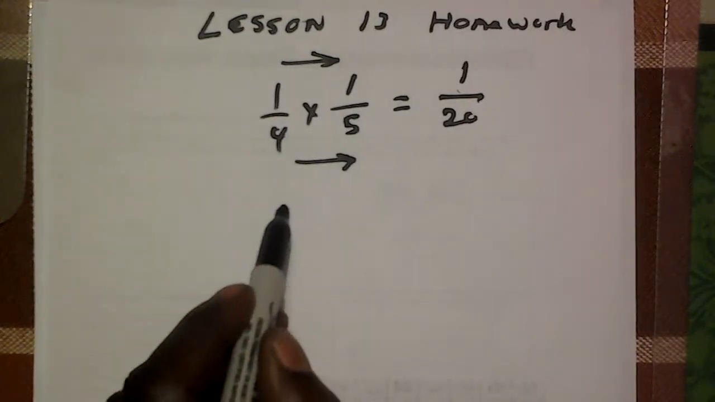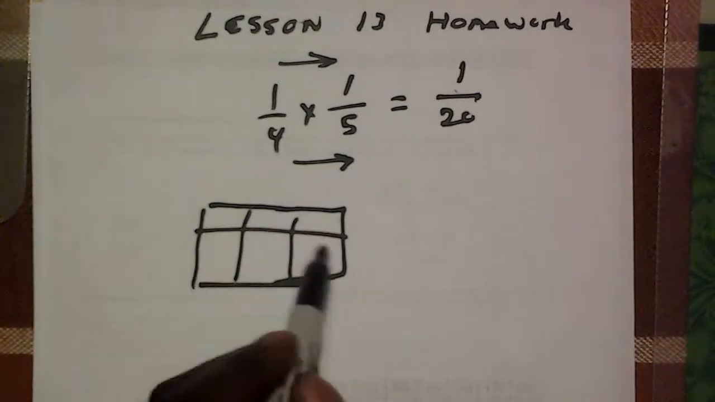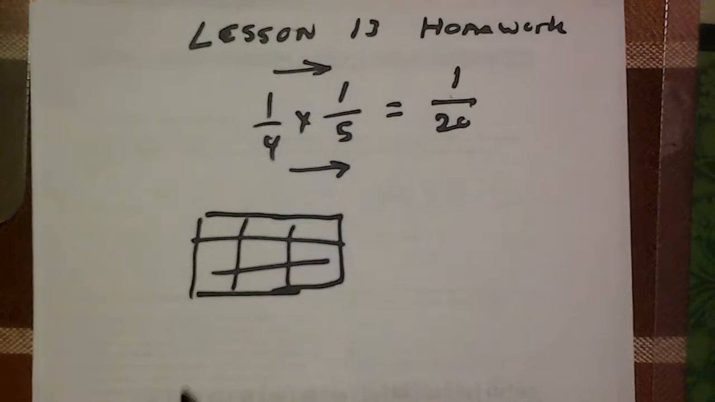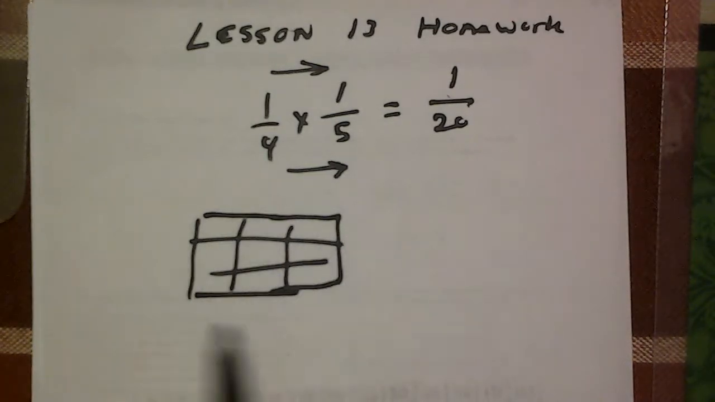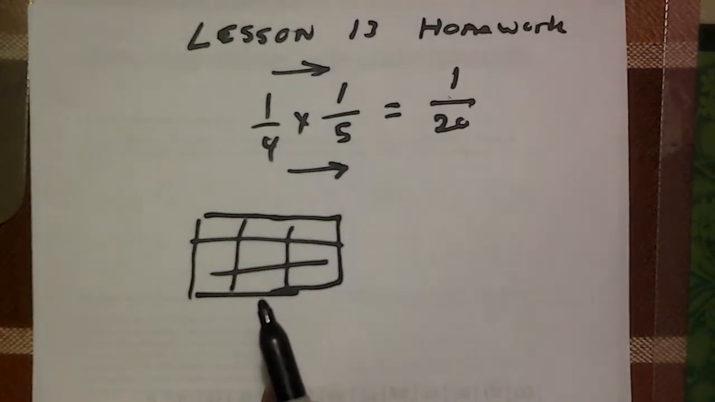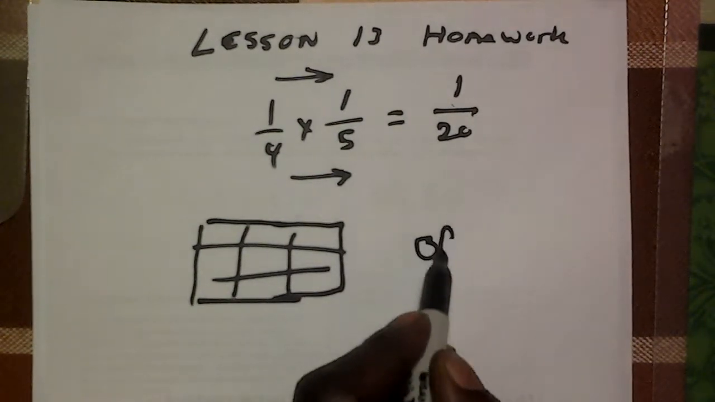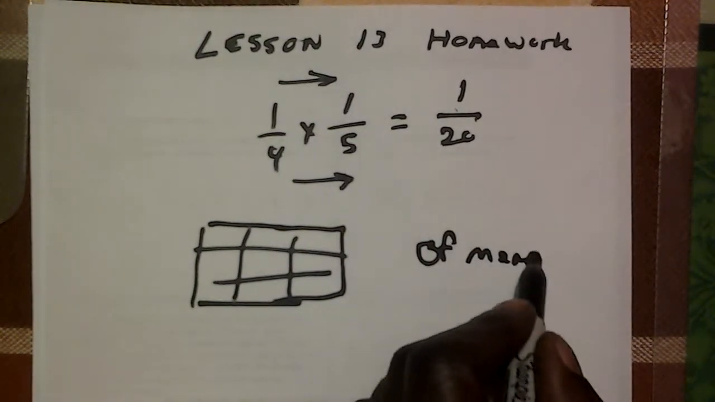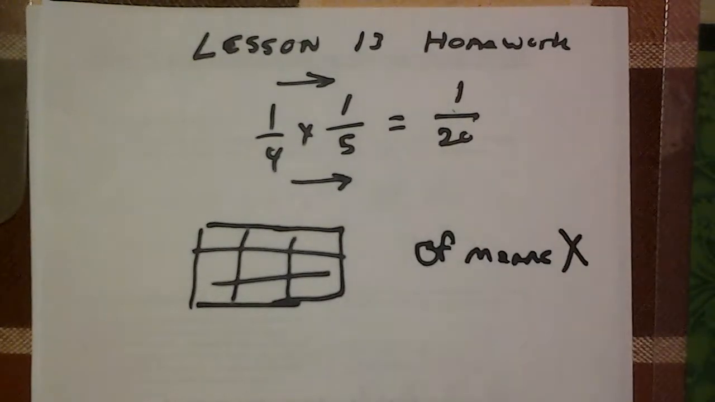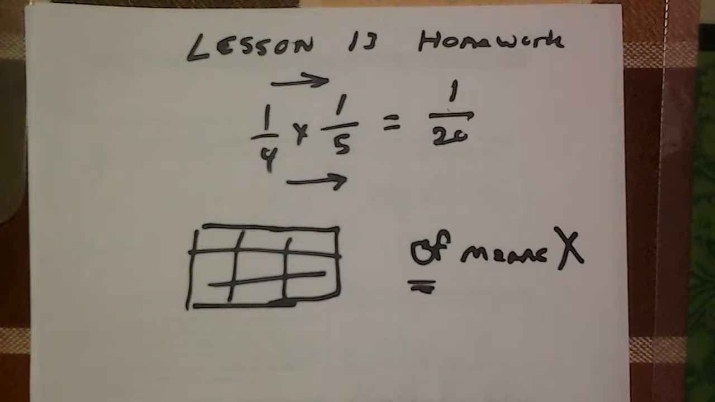In this one, you should have learned in class today to use your rectangle. You cut it up and do whatever you need to get the answer. So we'll be using the rectangle to solve all your homework problems. Also, anytime you see the word "of", it is a key word, and "of" means multiply.